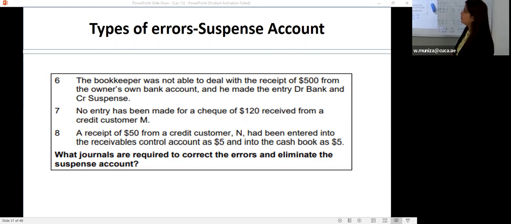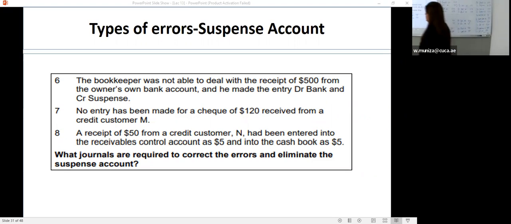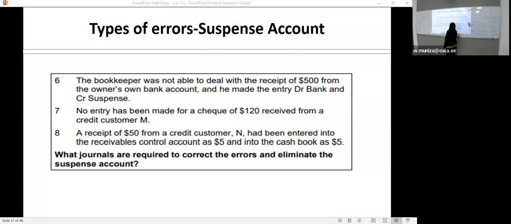Then the last one, 8.1, a receipt of 50 from credit customer N had been entered in the receivable control account as 5 and into the cash book as 5. Accounting entry must have been debit, cash account, credit, receivables account with an amount of $50. But we have done debit cash account, credit receivable account. This is an error of original entry with an amount of 5 we have done it.